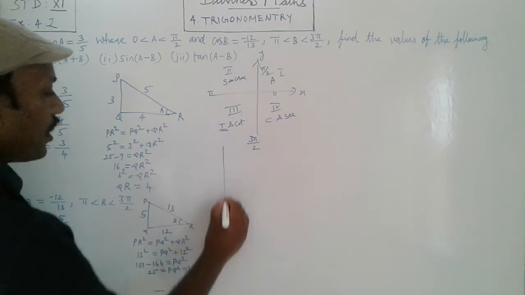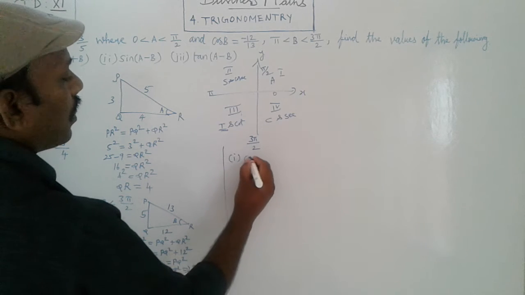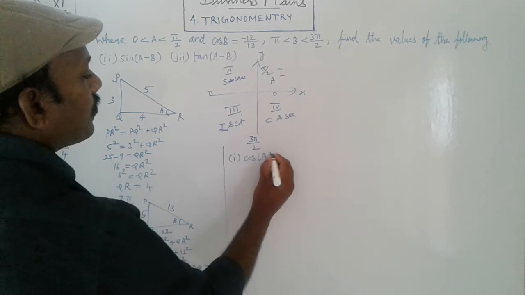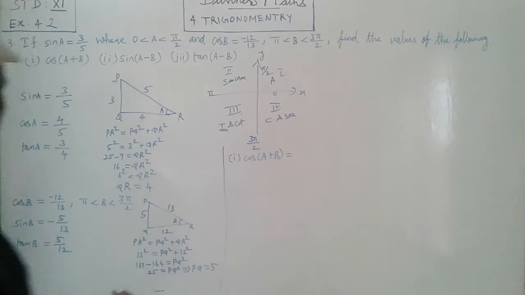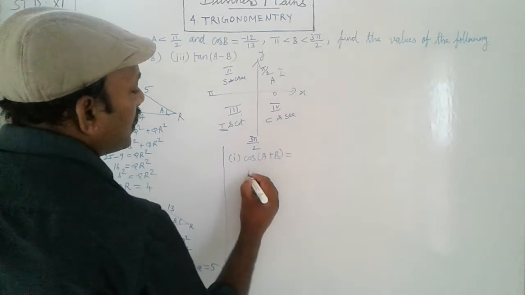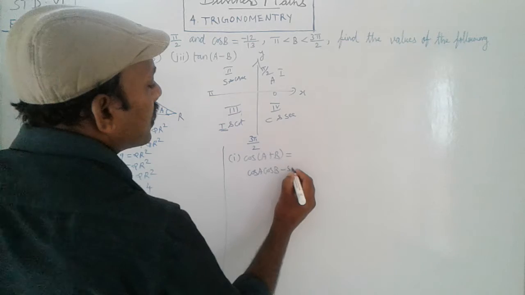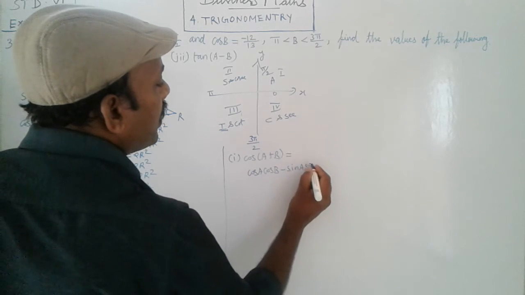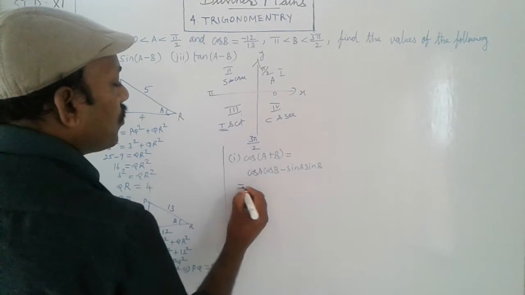So now we should find out the first sum: cos A plus B. Cos A plus B, we know the formula, is cos A cos B minus sin A sin B. Now we should substitute these values here.